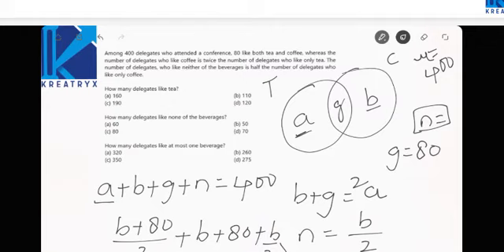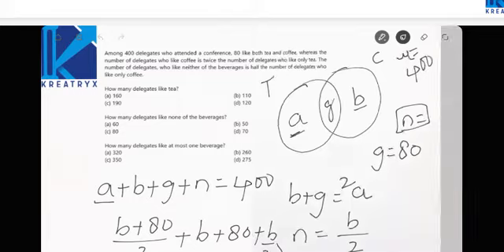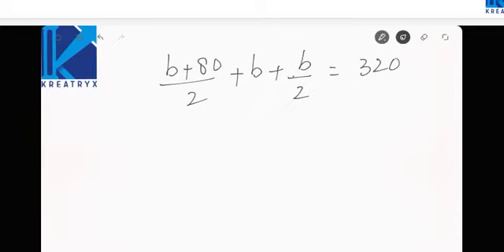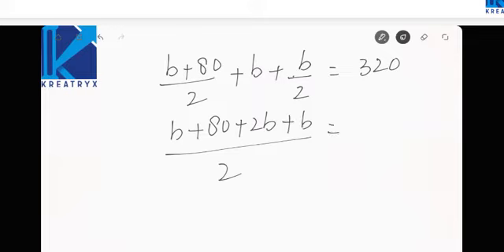So we'll calculate in the next page in order to be clear. Now see here, observe this. If this 80 goes to the right hand side, 400 minus 80 is nothing but 320. Now the remaining thing is B plus 80 by 2 plus B by 2 plus B by 2, which is equal to 320. Take LCM here: 2B plus 80 plus 2B plus B is equal to 320.